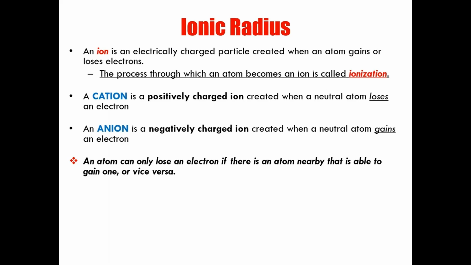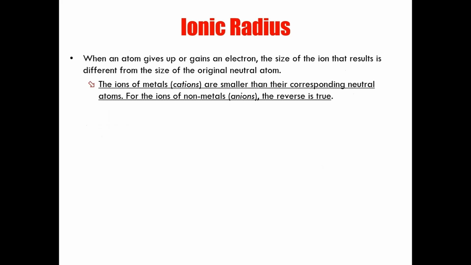Now, what's interesting about the radius of an ion is how it's different in size from that of the atom it came from. When an atom gives up or gains an electron, the size of the ion that results is different from the size of the original neutral atom. More specifically, the ions of metals, which tend to be cations, are smaller than their corresponding neutral atoms. And the ions of nonmetals, which tend to be anions, are larger than their corresponding atoms.